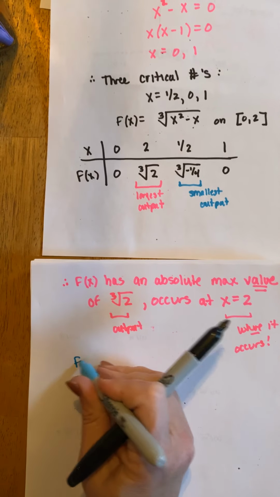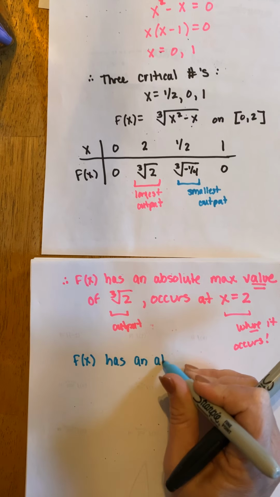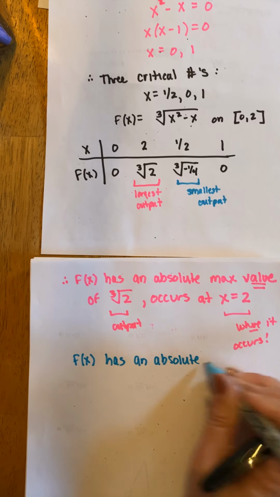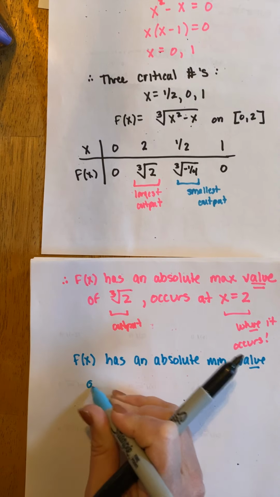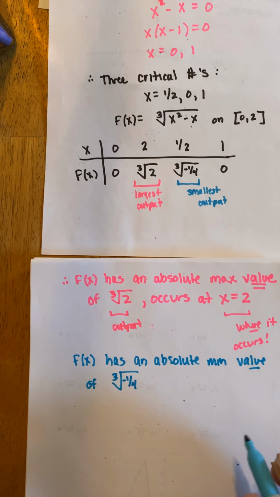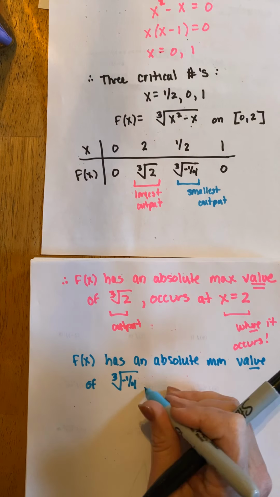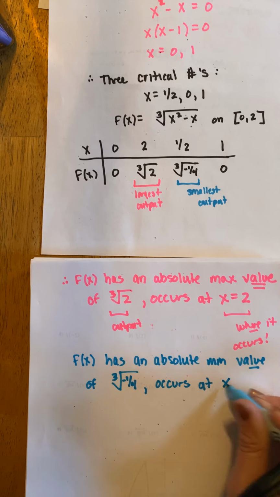And then we conclude f of x has an absolute minimum value. The value would be the cube root of -1/4. And yes, you can take cube roots of negative numbers, not square roots of negative numbers. And it occurs at x equals 1/2.